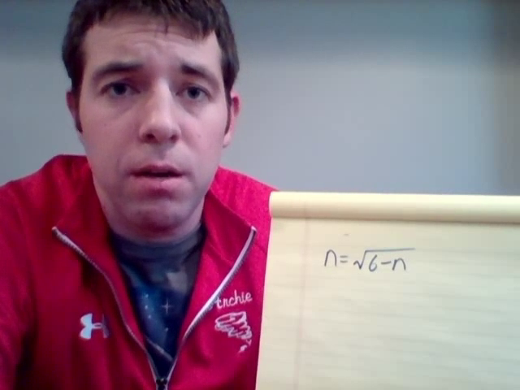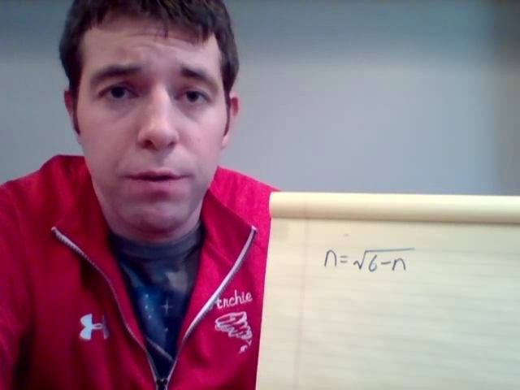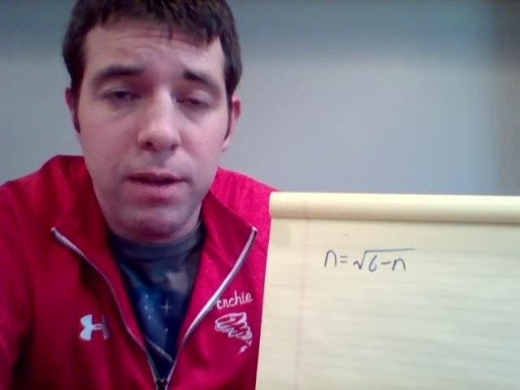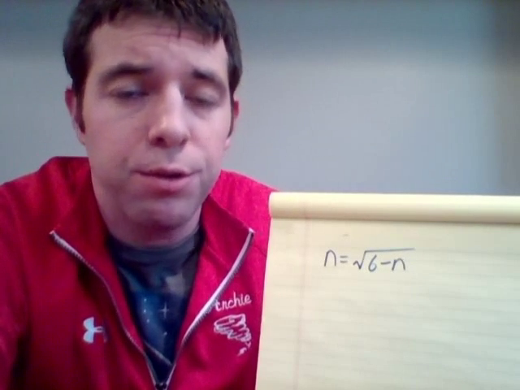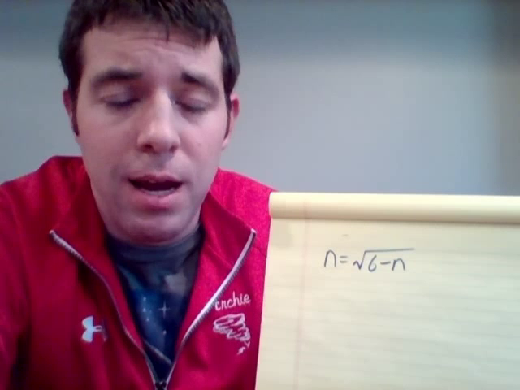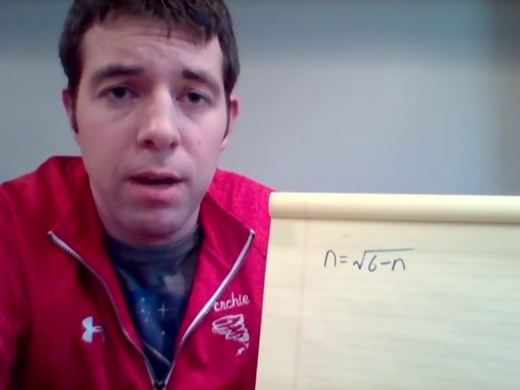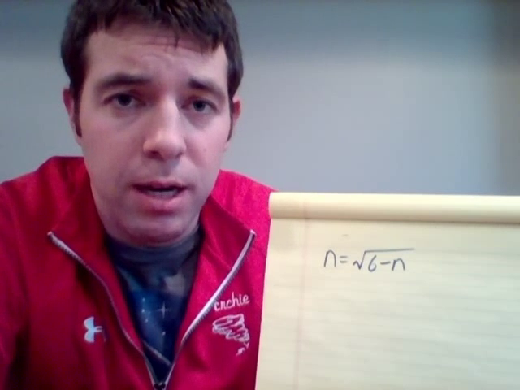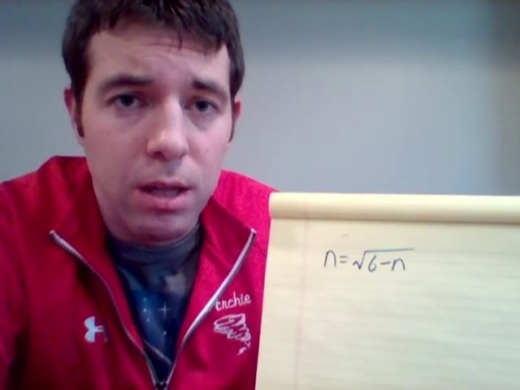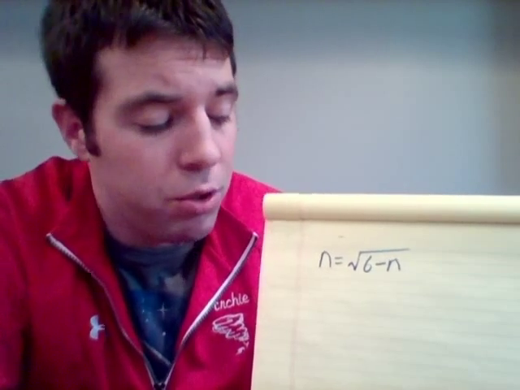Hey guys, okay, on this one we are going to be solving radicals, but instead of having a radical on both sides of the equation, just a radical on a single side of the equation, now we have a variable on the opposite side of the radical. So this is number one on your problem sheet.